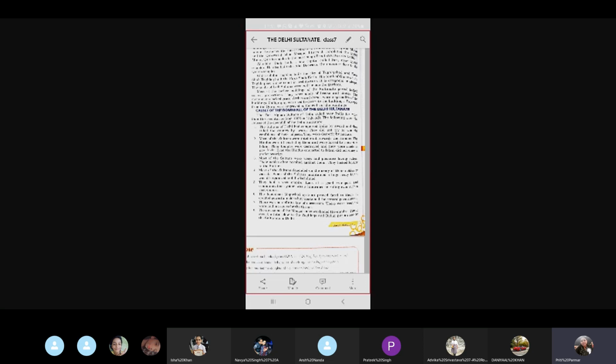Number two, most of the sultans were intolerant towards the Hindus. The Hindus were ill treated by them and were forced to convert to Islam. Their temples were destroyed and they were made to pay jizya. Even the Hindus converted to Islam did not enjoy proper prestige. So I hope this point is clear.